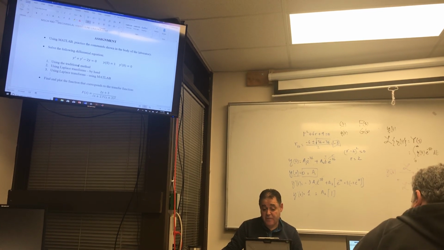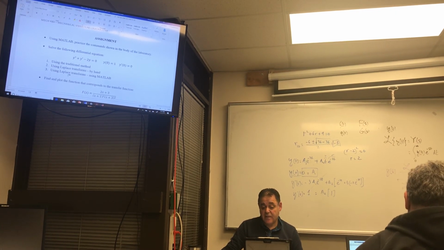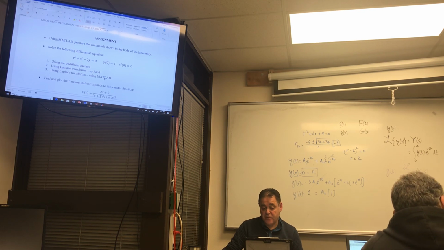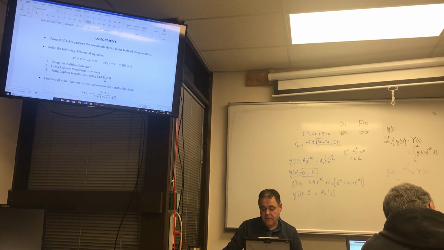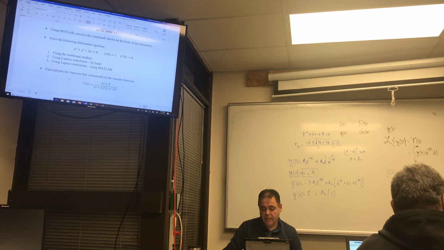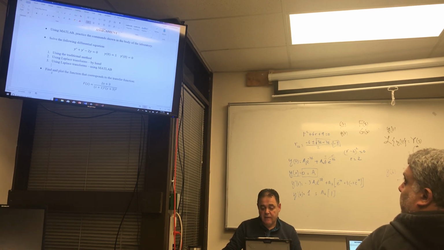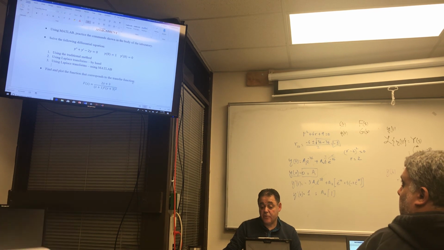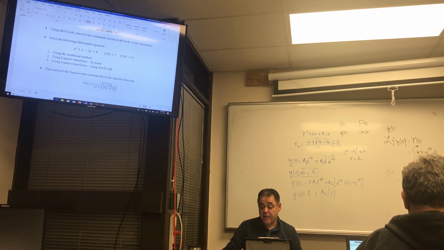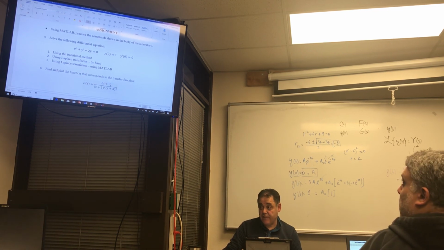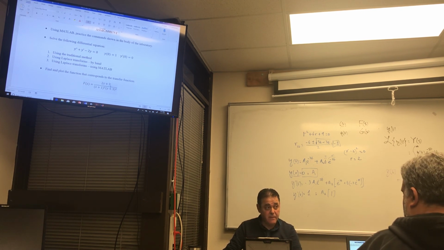Whether you use method 1 or method 2, and then using Laplace transforms and using MATLAB. I'm going to try to follow your example here in the book in MATLAB real quick. And then the last question is pretty straightforward, takes 2 lines. Find the plot of the function that corresponds to the transfer function. So you really just enter this function F of s, and then do ezplot of t in MATLAB.